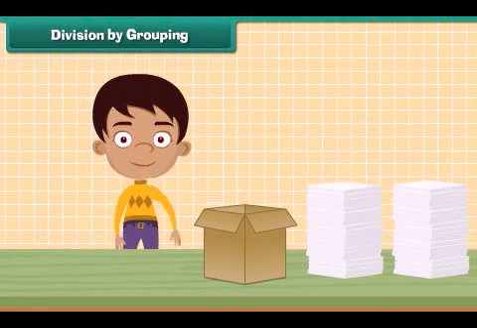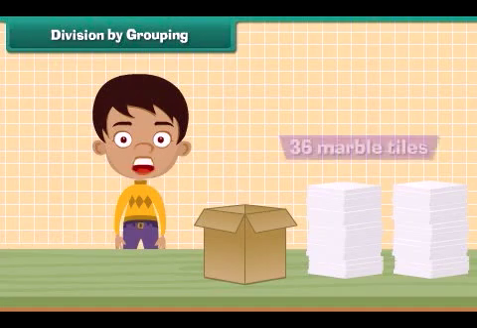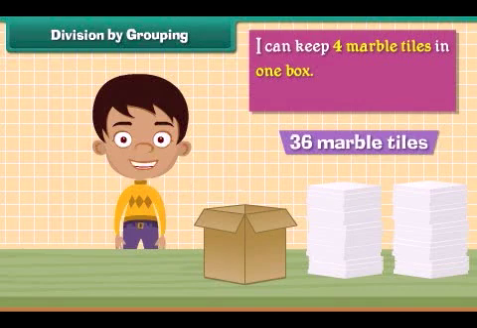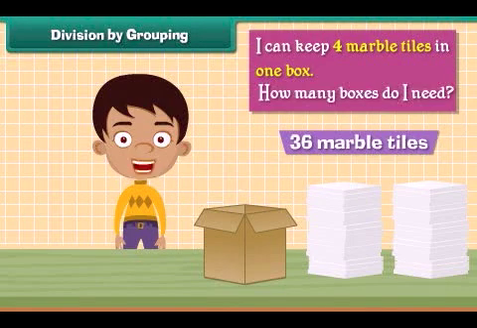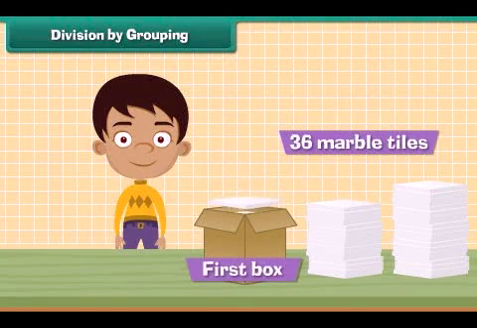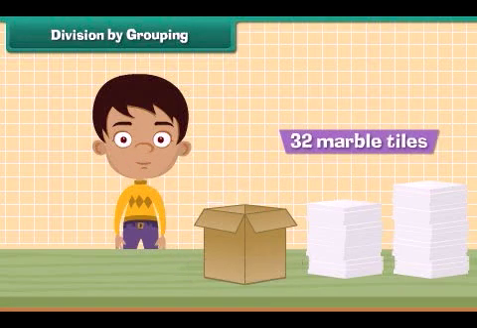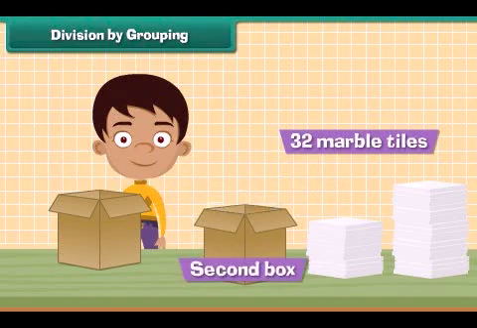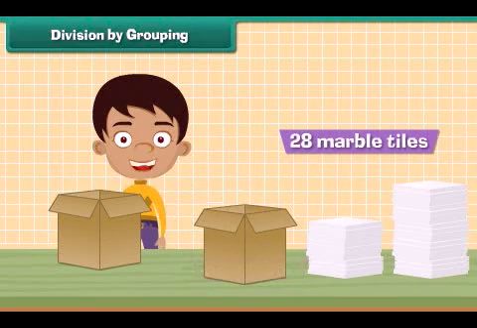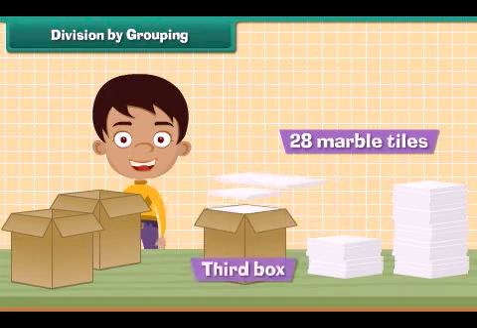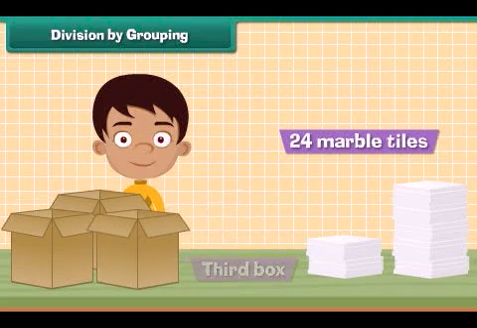Division by grouping. I have 36 marble tiles. I can keep 4 marble tiles in one box. How many boxes do I need? 4 marble tiles in the first box. Here 32 marble tiles are left. 4 marble tiles in the second box. Now 28 marble tiles are left. 4 more marble tiles in the third box. Now 24 marble tiles are left.